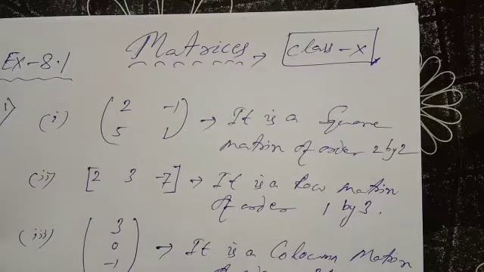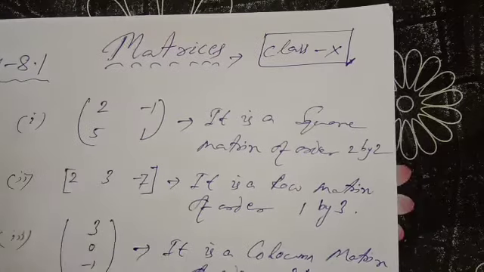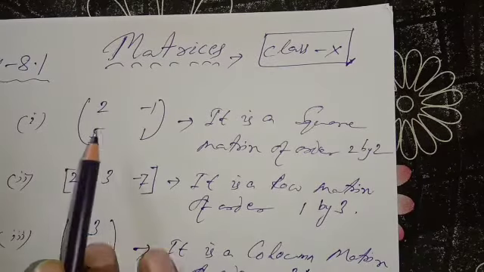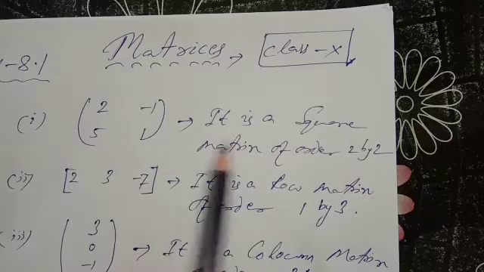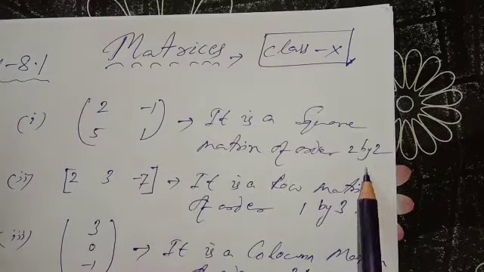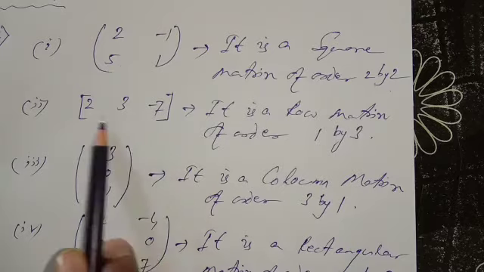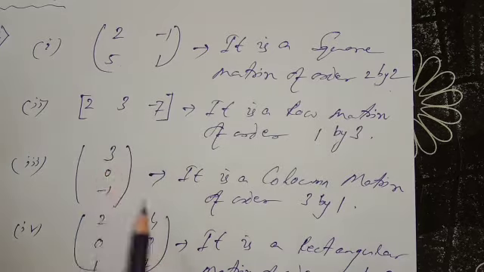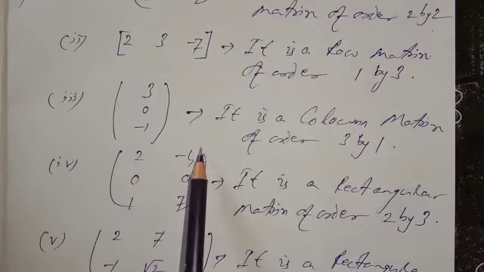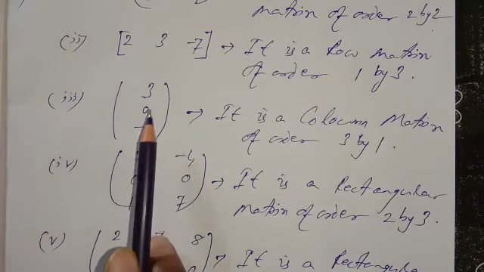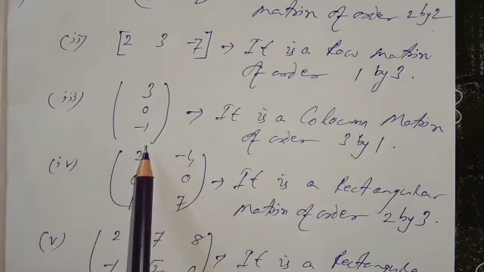Good morning to all. Today's chapter is matrices, exercise 8.1 from the book ML Aggarwal. Question number 1: classify the following matrices. The first one has 2 rows and 2 columns, so it is a square matrix of order 2 by 2. The second one is a row matrix of order 1 by 3. There is only one row and 3 columns. The next one is a column matrix having 3 rows but 1 column.